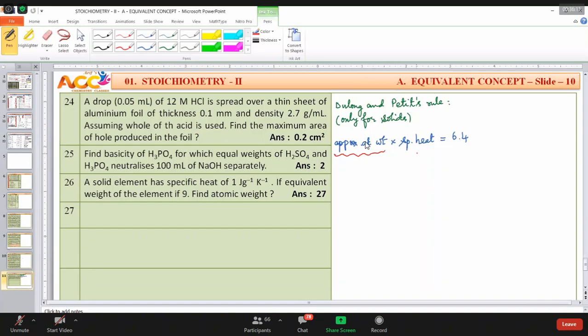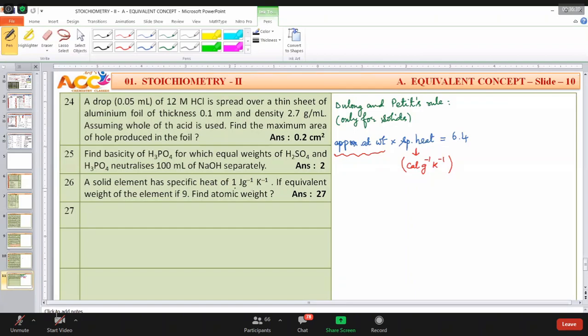Point number 3: specific heat should always be measured in terms of calories per gram per Kelvin. Specific heat must always be measured in calories per gram per Kelvin. Now, if you want to solve the problem, let us see how to proceed with problem number 26. A solid element has specific heat 1 joule per gram per Kelvin.